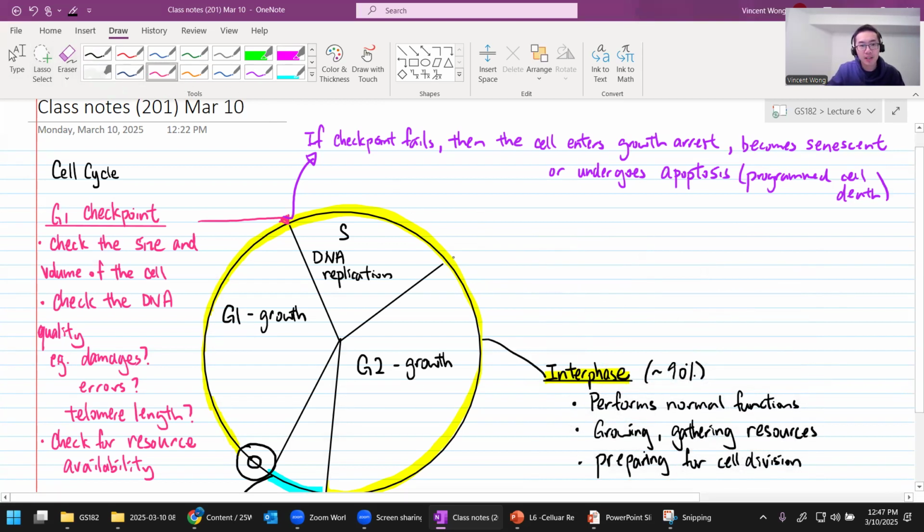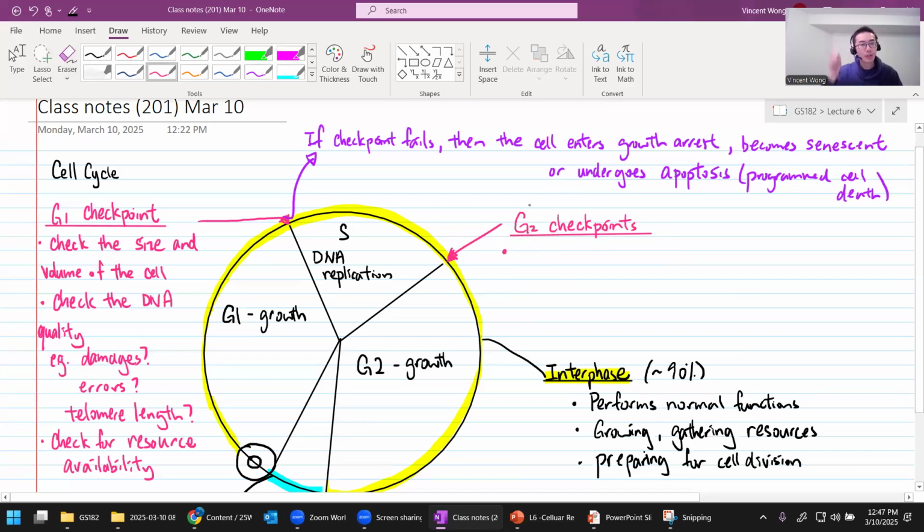And then we're going to have a second checkpoint right here between S and G2. This is called a G2 checkpoint. I need you to understand the importance of these checkpoints. When we talk about cancer in a bit, it has to do with these checkpoints, okay?